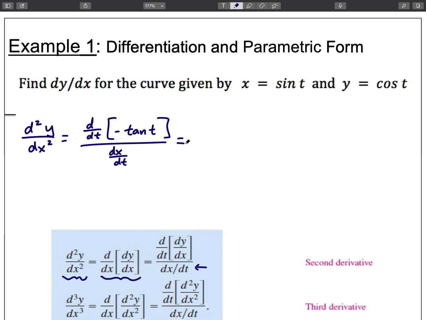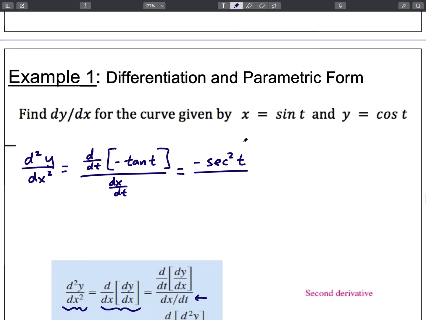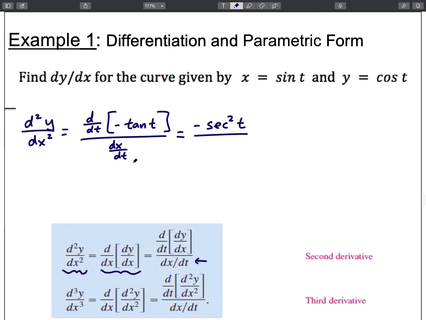Hopefully somebody said secant squared, and it is negative. So this will turn into negative secant squared of t divided by, well, if we divide here, we need to divide by dx/dt. So then what did we say about dx/dt? We know x by itself is just sine of t. So dx/dt was cosine of t. So it looks something like this.